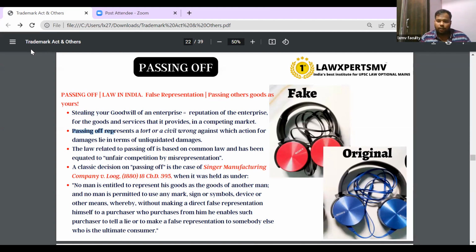So the principle of passing off is based on a particular case known as Singer Manufacturing Company versus Luke. It's a very old case. Can anyone read this particular statement of this case law so that we can understand the concept of passing off itself? Anyone?